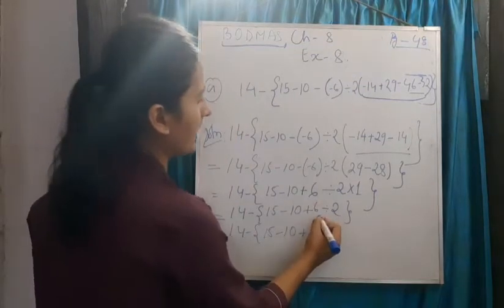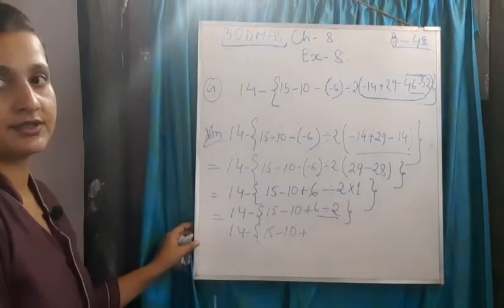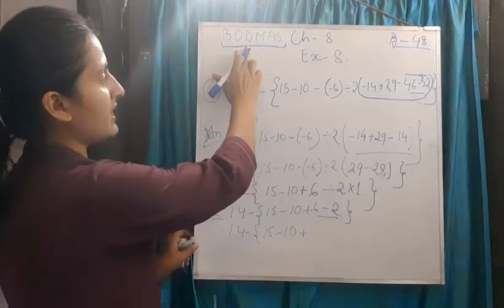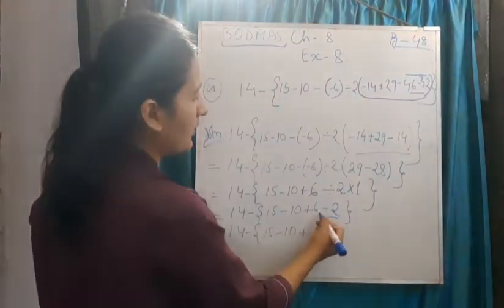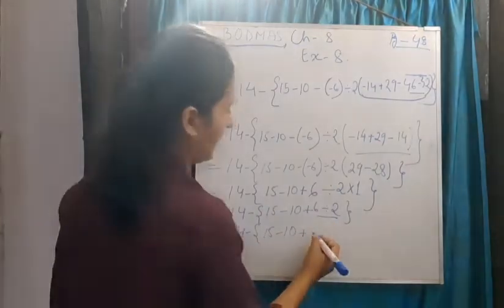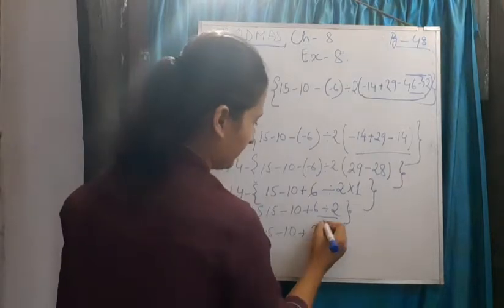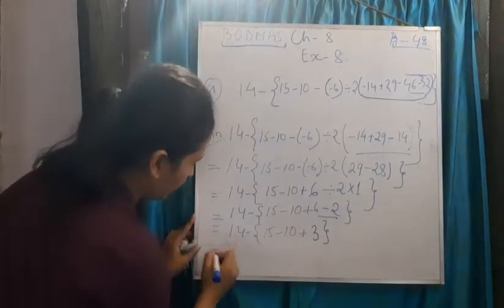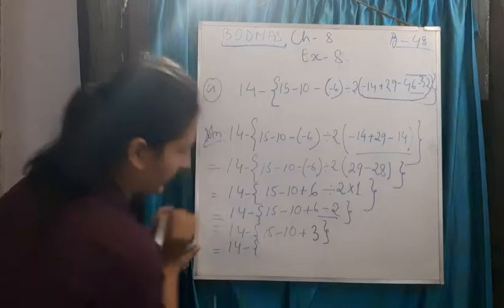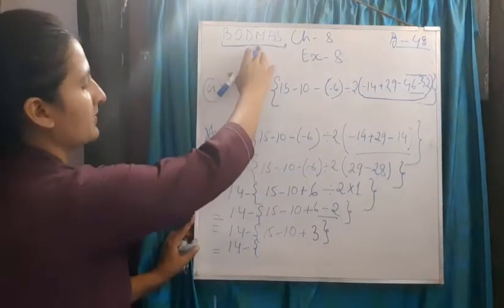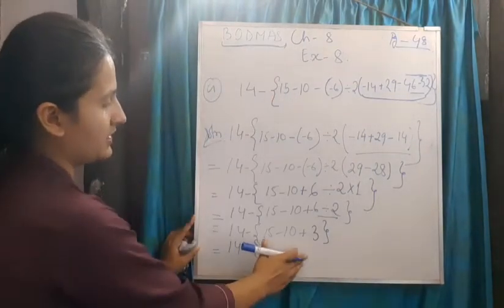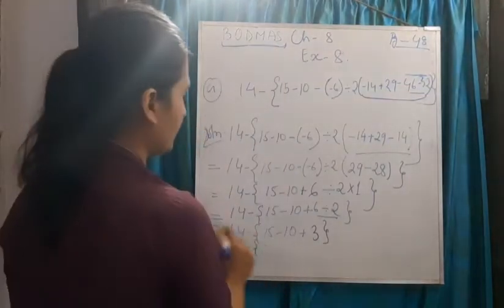Now what will we do next? We will divide, right? Because division comes first after brackets. So when we divide 6 by 2, how much do we get? We get 3. Then next you see, now this bracket is left out, right? Now after division what comes? Multiplication, but there is no multiplication as you can see. So next is your addition, okay?